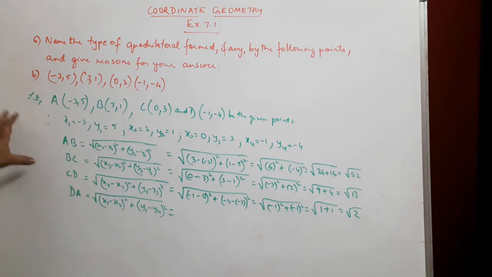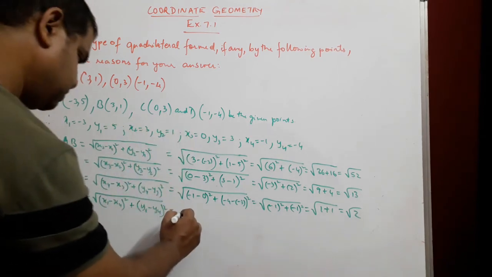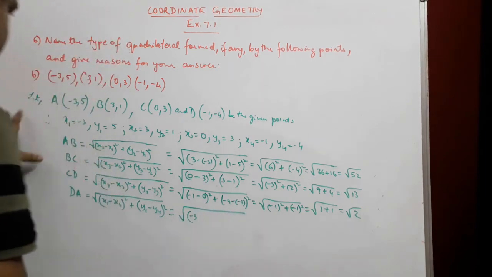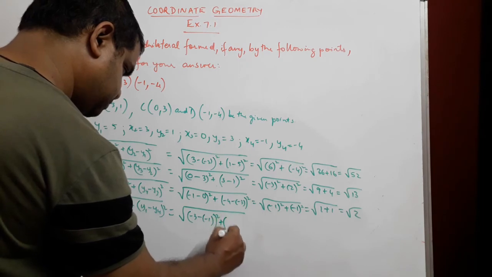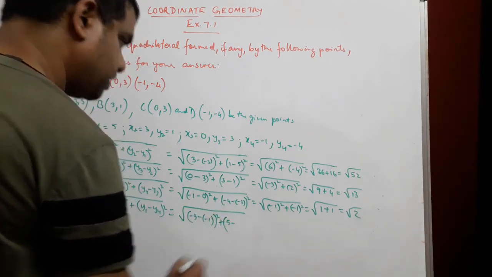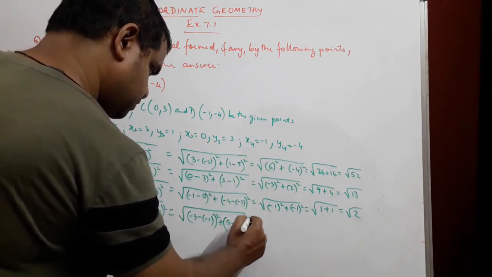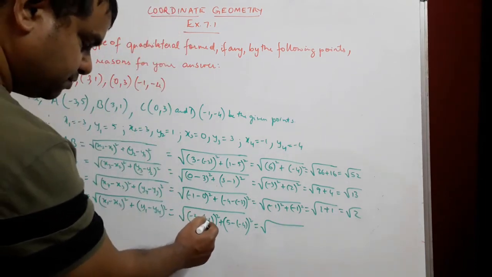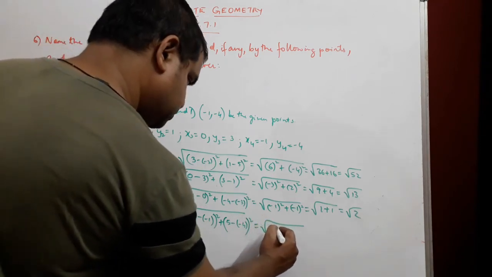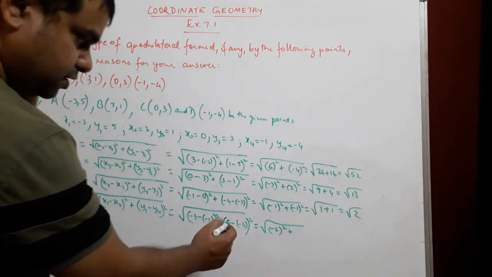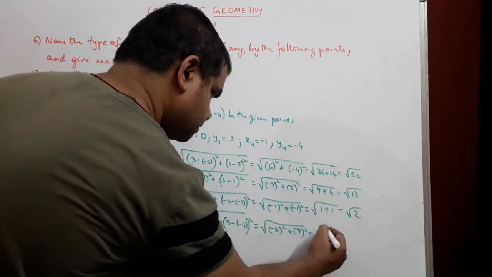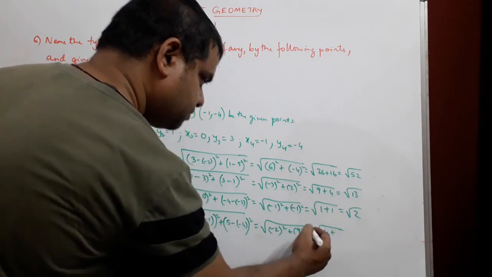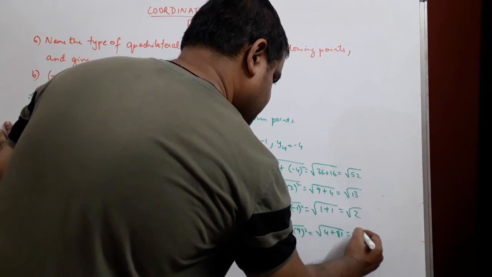Finally we have DA. See what we get here. We have x1 which is -3 and x4 which is -1. So (-3 minus -1) whole square, plus y1 which is 5 minus y4 which is -4, whole thing raised to square. Minus and minus gives us positive 1. So -3 plus 1 gives us -2 whole square, plus minus and minus gives us positive 4. So 5 plus 4 gives us 9 whole square. -2 whole square gives us 4 and 9 whole square will give us 81. So that comes to square root of 85.